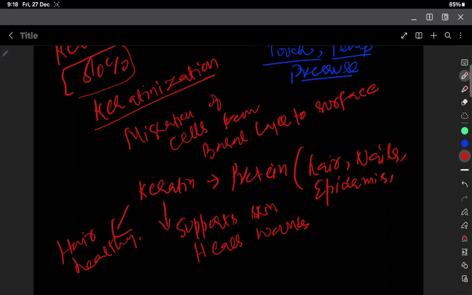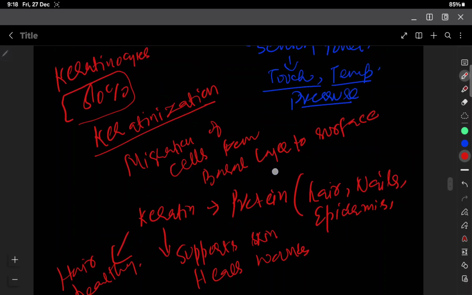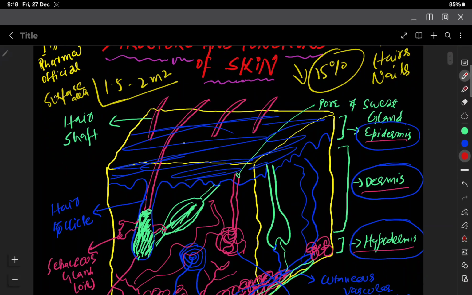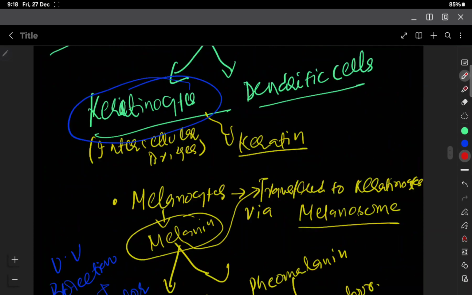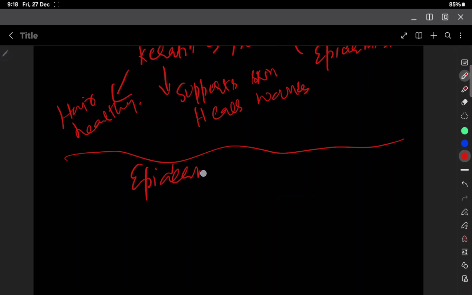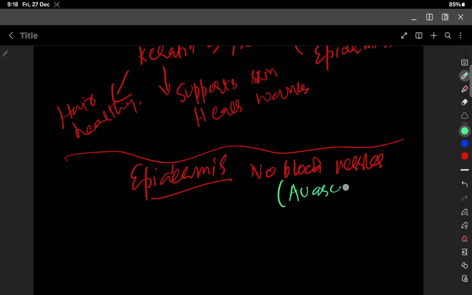Now this epidermis does not contain any blood vessels, as you can see here. So I will write it here: epidermis is devoid of blood vessels. We are talking only about the epidermis here. It does not contain any blood vessels, so we can call it avascular, meaning absence of blood vessels.